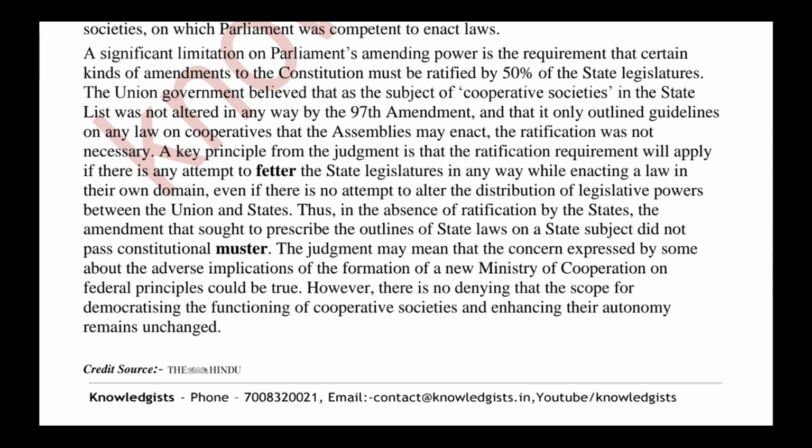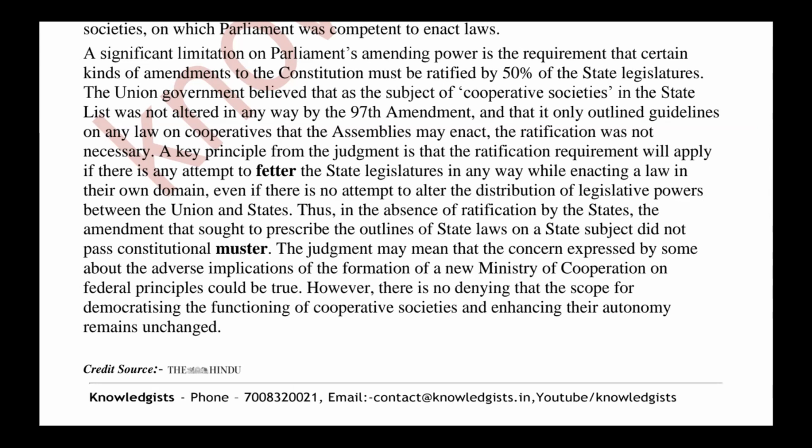The judgment may mean that the concern expressed by some about the adverse implications of the formation of a new Ministry of Cooperation on federal principles could be true. Meanwhile, the judgment expresses that there could be an adverse implication of the formation of a new Ministry of Cooperation on the federal principle.